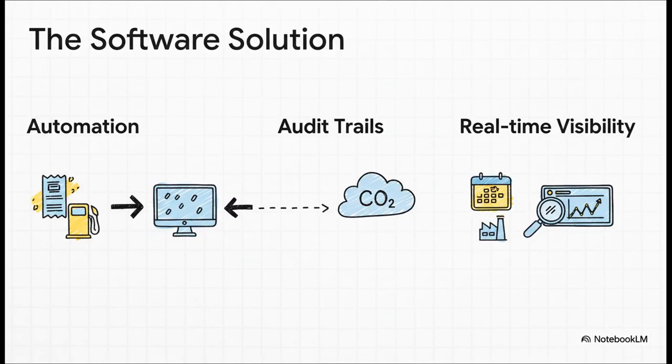So, the solution is moving to dedicated emissions management software, or integrated modules inside your existing ERP systems. And this is a massive shift in what you can do. You go from manual data entry to automation, from basically guesswork to crystal clear audit trails, and from a once-a-year report to seeing what's happening in real time. That right there is a game changer.